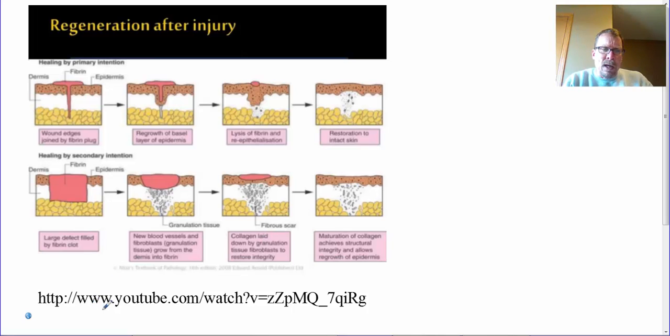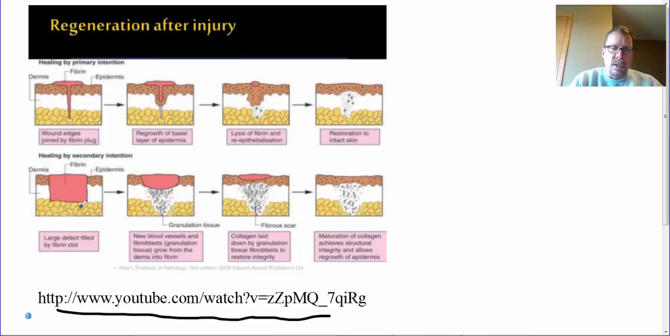And here's a bit, you can link to this YouTube video, which does a pretty good job of going through it more than even we need to. But you can also look at this picture and the pictures in your book that essentially show the blood clotting and then the release of granulation tissue and fibroblasts and stuff to repair the area.